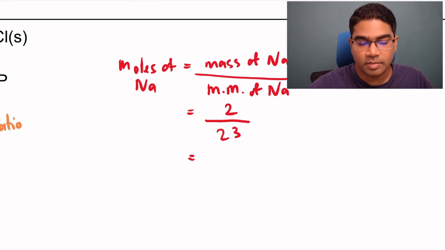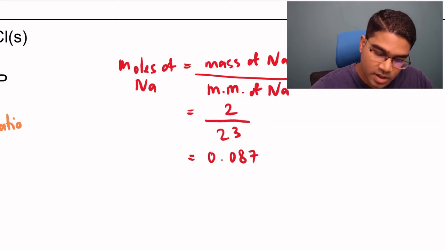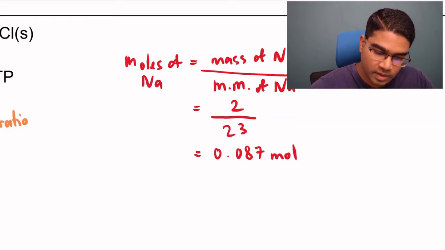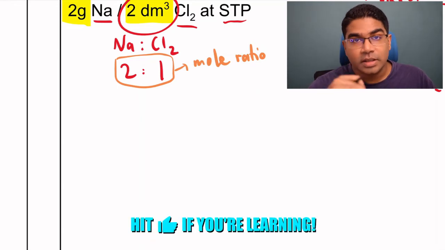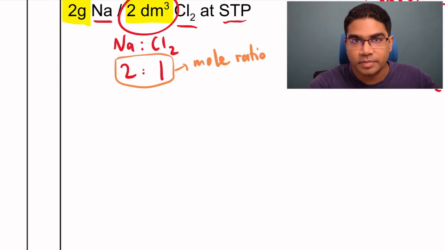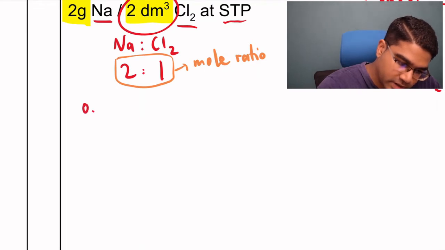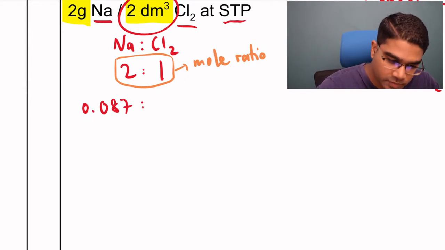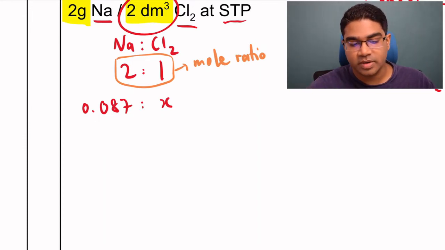So here we will get the number of moles of sodium is equal to 0.087 moles. So now we found the moles of sodium. Now that we have the actual number of moles of sodium that are going to react, then we can find the moles of chlorine that reacts completely with this number of moles of sodium. So how do we do that? We use the mole ratio. So the moles of sodium that's actually reacting is 0.087. Now we need to find how many moles of chlorine will react completely with 0.087 moles of sodium.